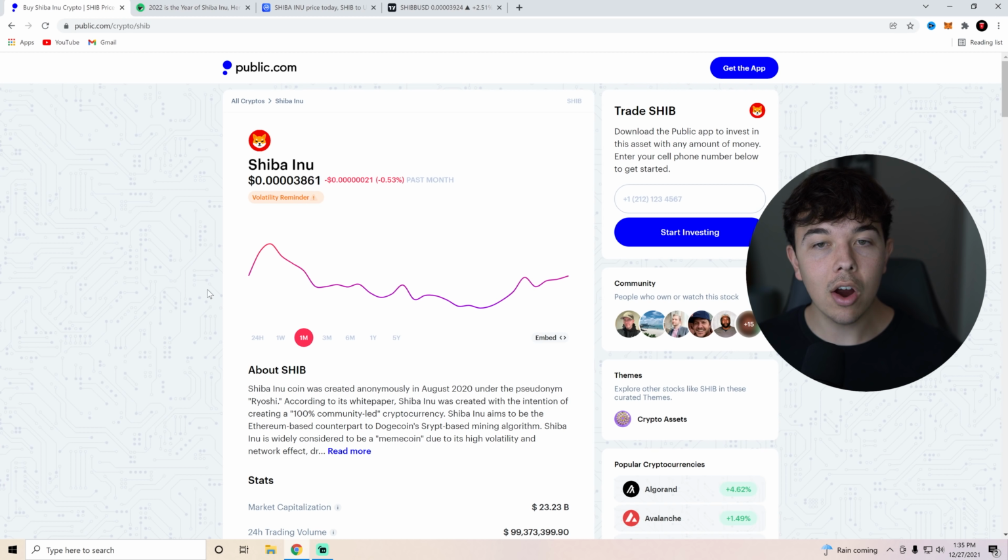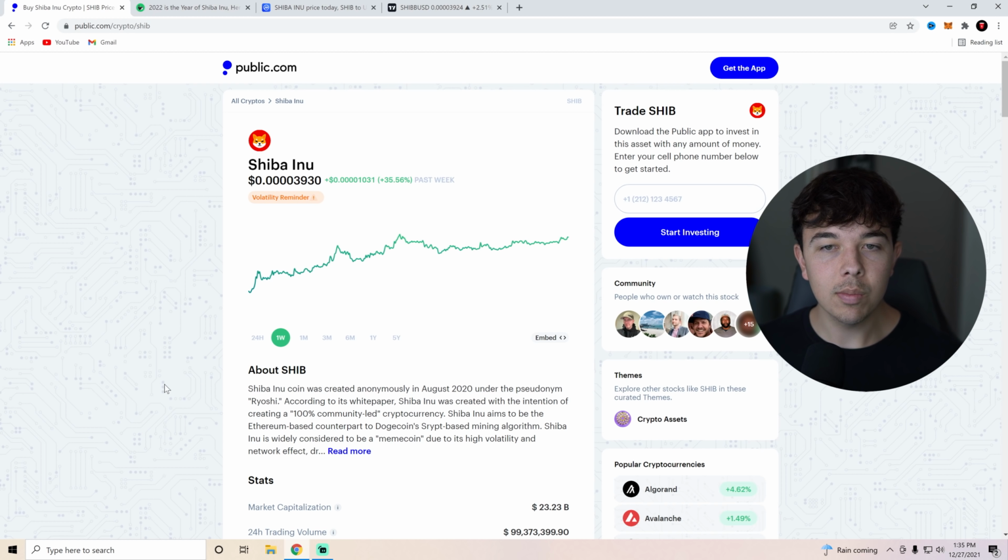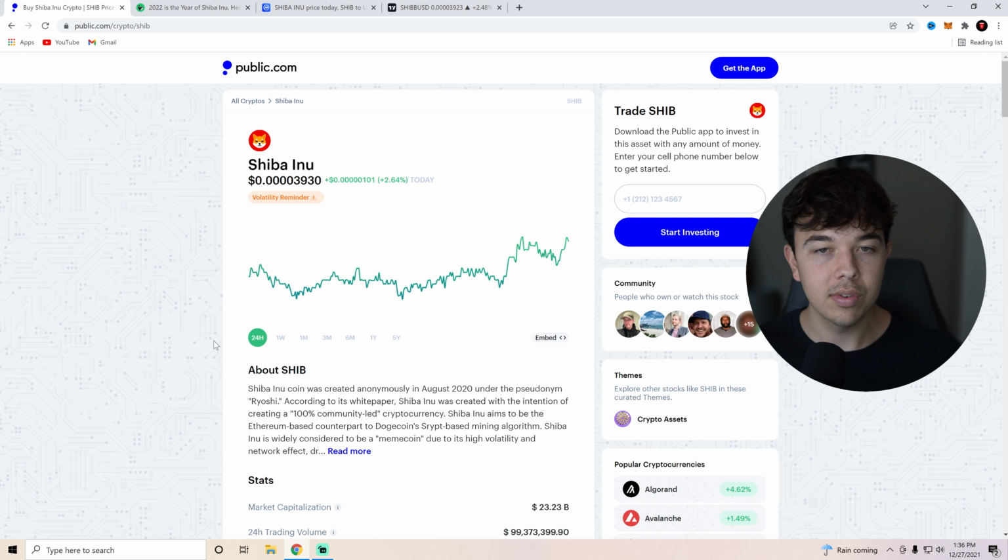In the last month, we are down about 0.5%, just a little bit more, and we will be in the green for the month. In terms of the week, we are up 35% this week, and I think this momentum is going to continue into 2022 as well, and we'll get into my price predictions very soon. However, in the last 24 hours, we are up 2% as well.